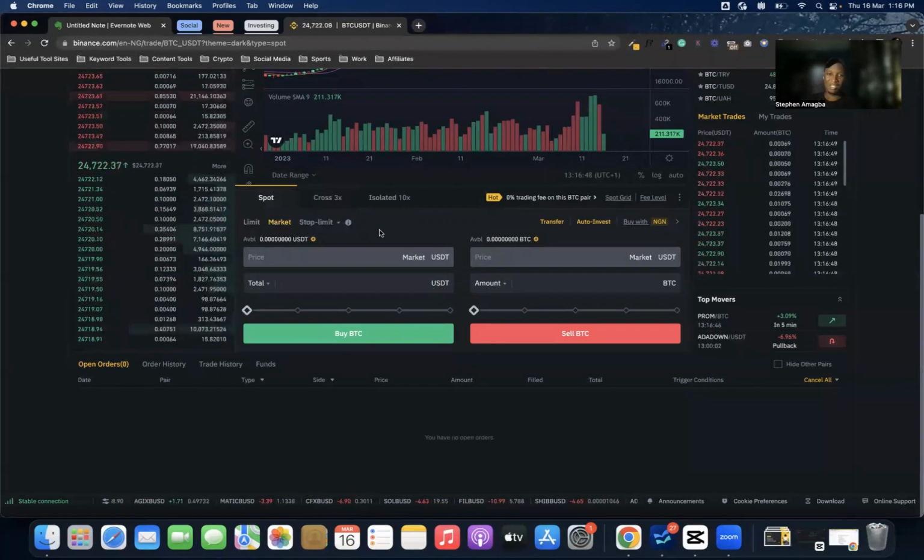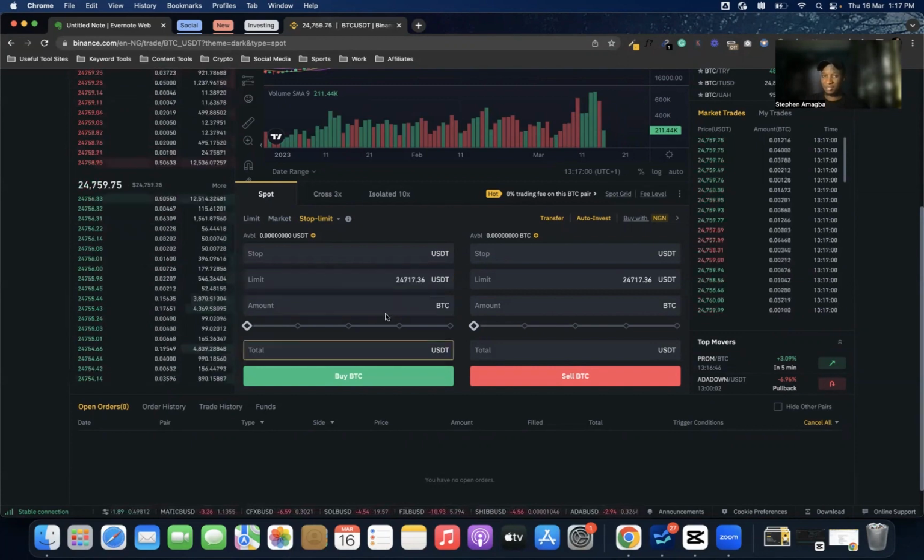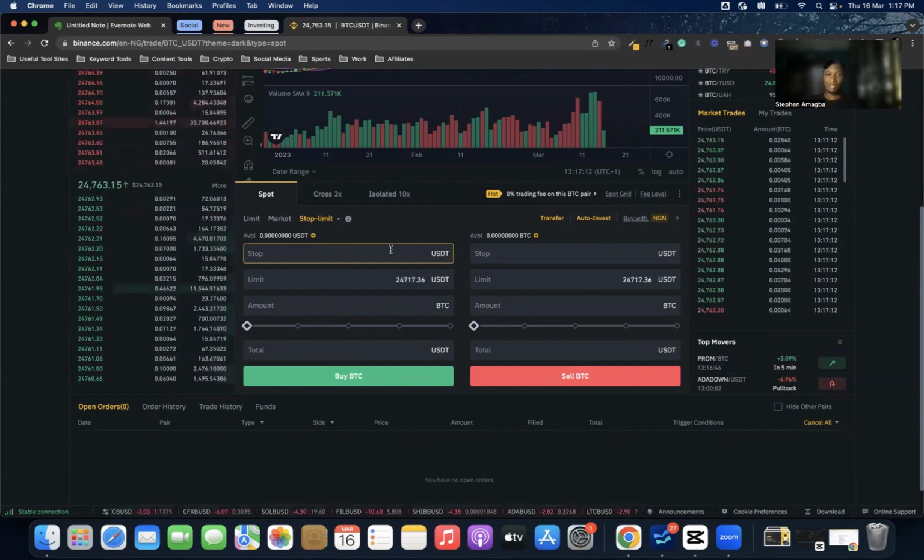So stop limit is a combination of limit orders and stop orders. If you're buying in this case, you'll set a limit order of, let's say, 24.7. Then you set another point where, if price gets to that point, the order is stopped. That's basically what it means.